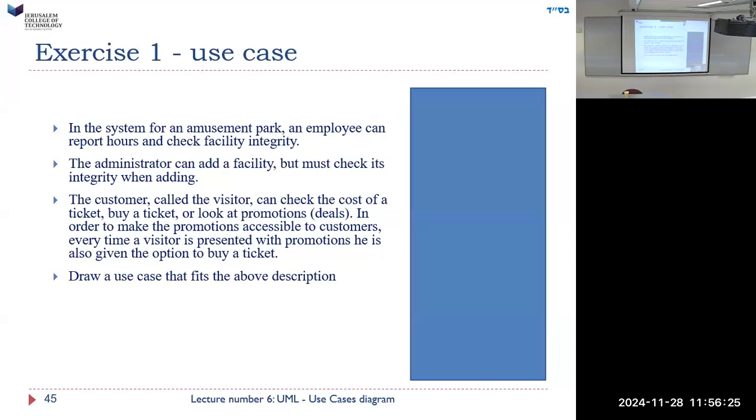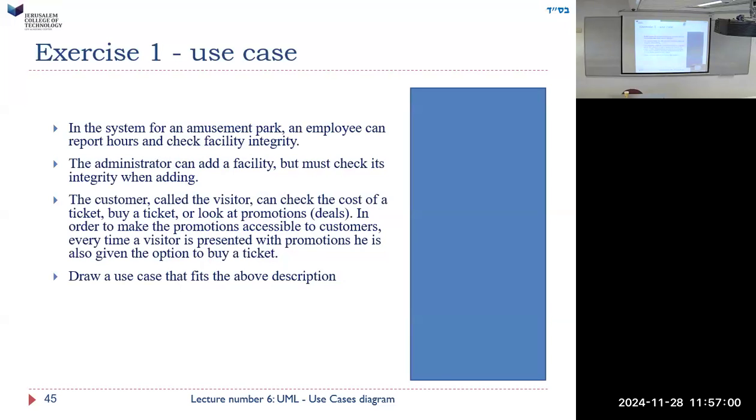Exercise. Use case. In the system for an amusement park, an employee can report hours and check facility integrity. The administrator can add a facility, but must check its integrity when adding the facility. The customer, called the visitor, can check the costs of a ticket, buy a ticket, or look at promotion deals. In order to make the promotions accessible to the customer, every time a visitor is presented with promotions, he is also given the option to buy a ticket. Draw the use case that fits the above description.